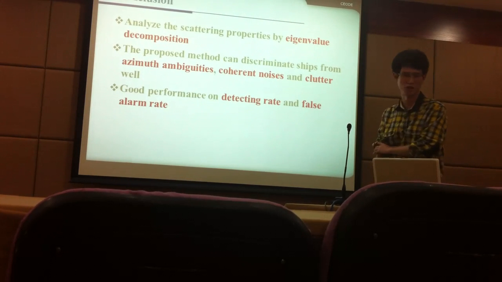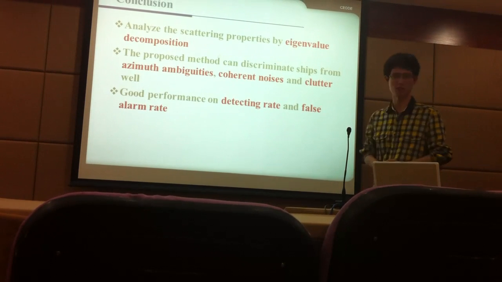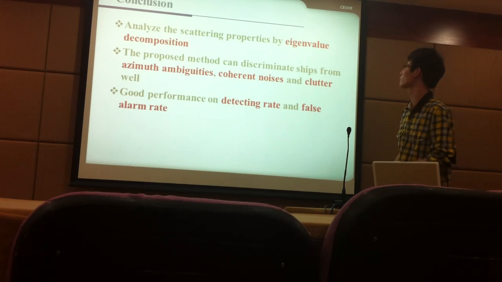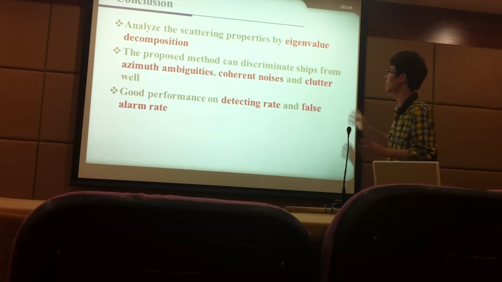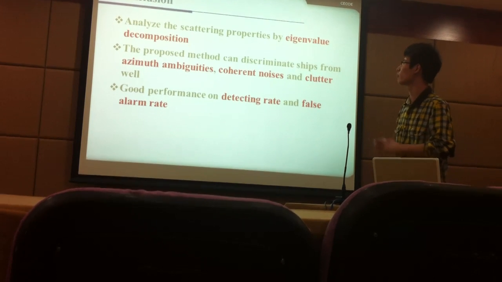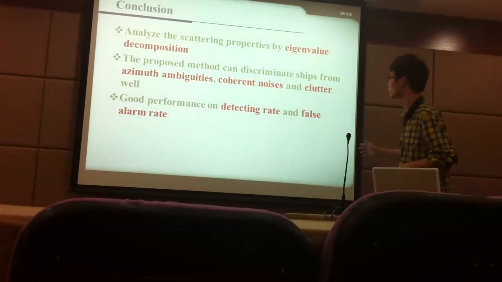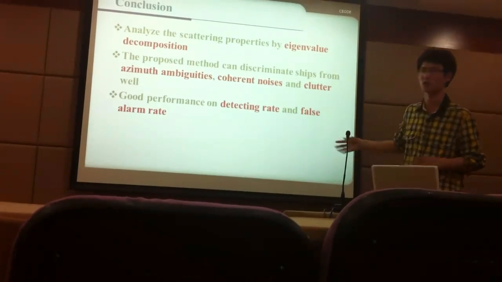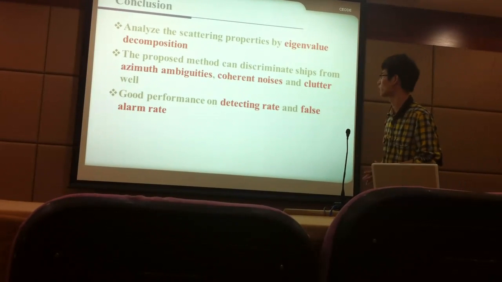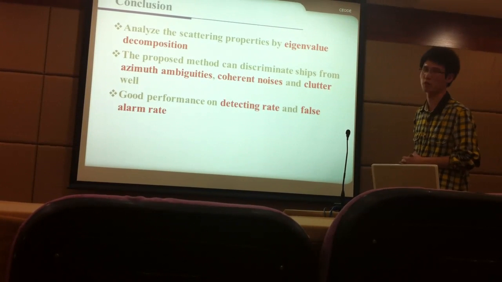Okay, now is our conclusion. In this paper, we analyzed the scattering properties by eigenvalue and eigenvector decomposition, and the proposed method can discriminate ships from azimuth ambiguities, coherent noise, and the sea clutter. It has very good performance on the detection rate and false alarm rate. That's all. Thank you very much.